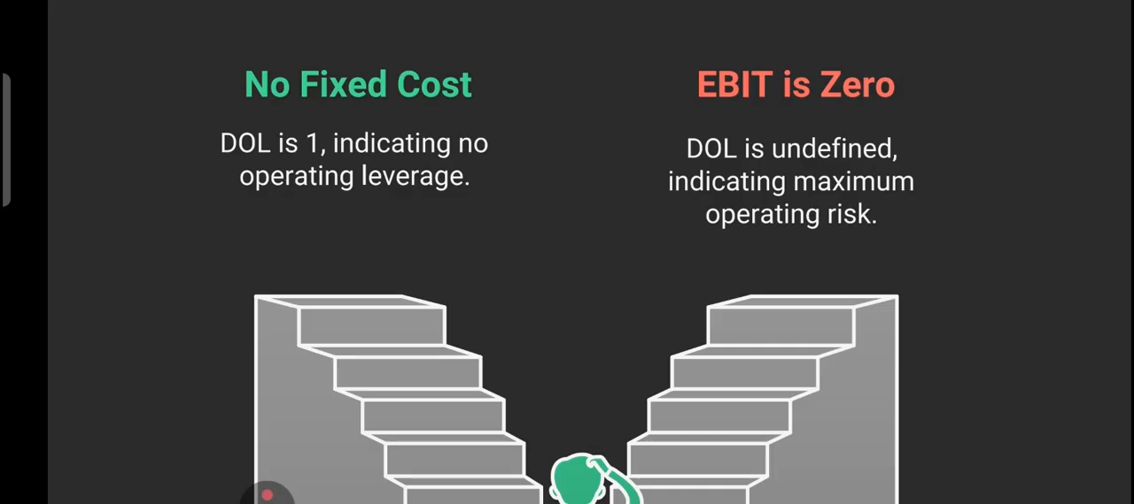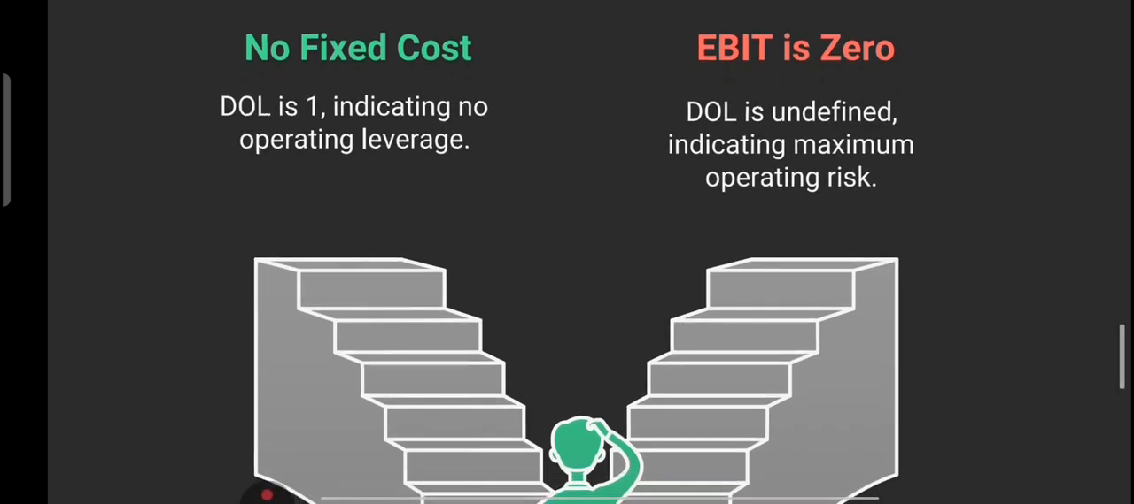DOL will become undefined, right? Since you divide by 0 in the formula, the result is impossible to quantify. That means maximum operating risk. A tiny drop in sales could send you into loss instantly. You are walking a financial tightrope. So this is called maximum operating risk.